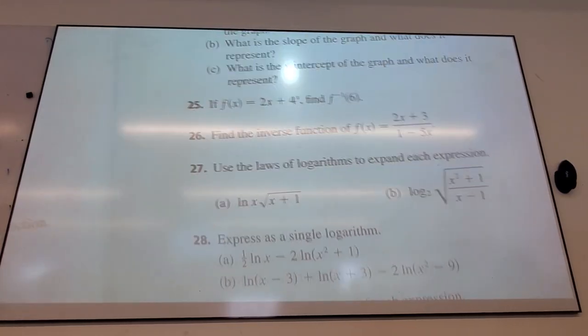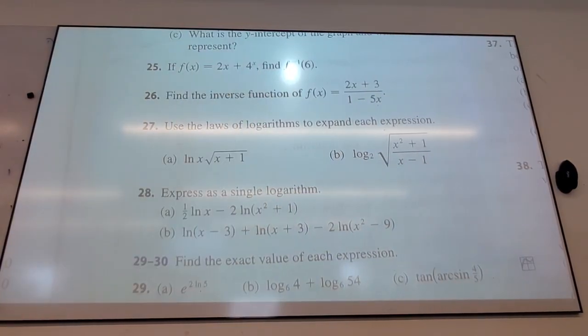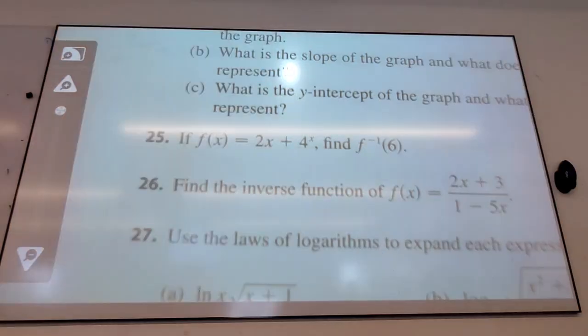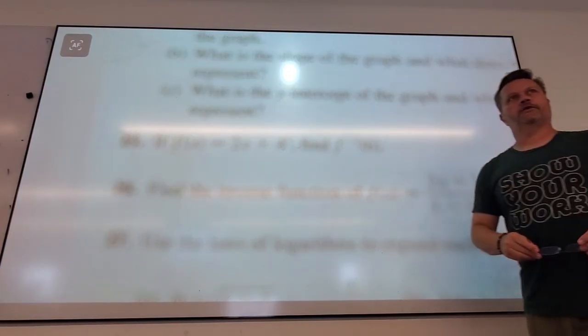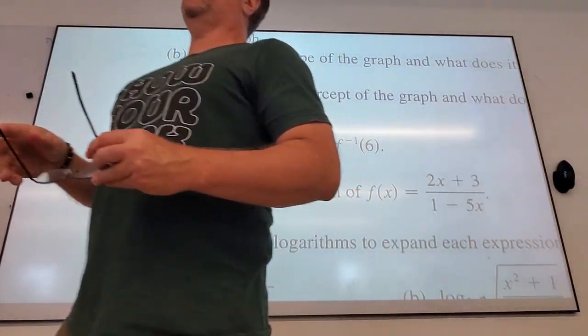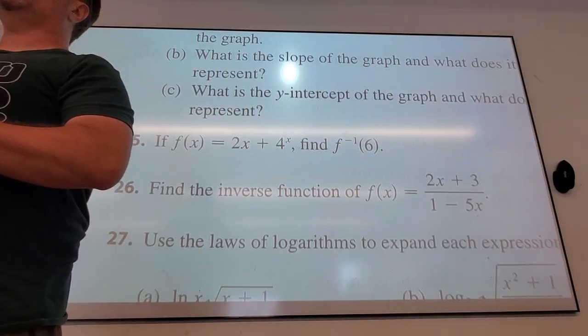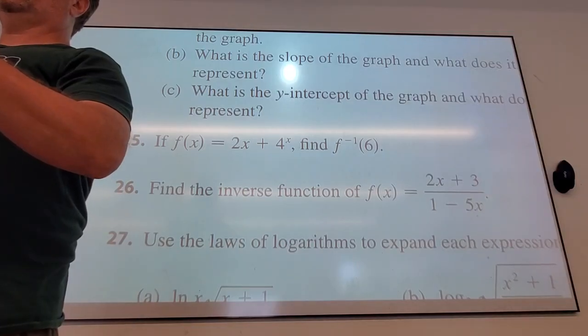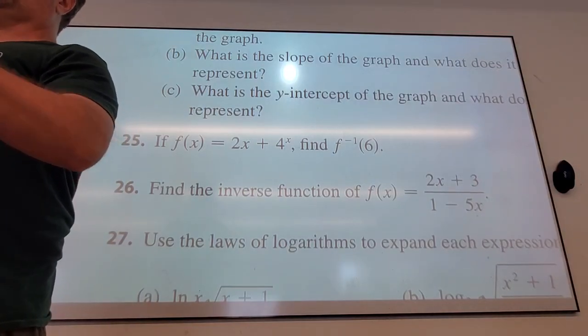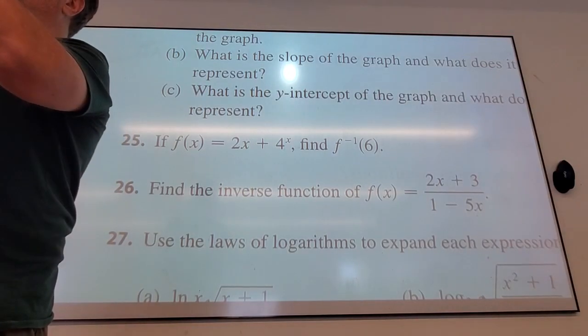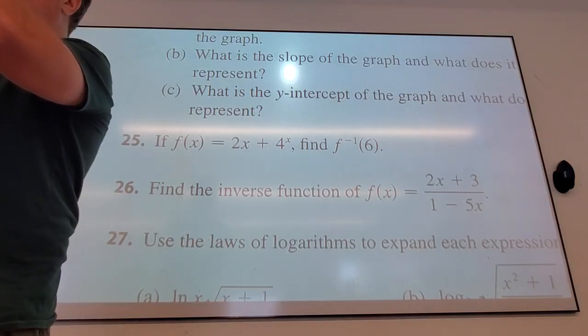Which one? 25. Oh yeah, this one. Oh, this one's so beautifully evil. I don't blame those of you who have tried to do work on this, but can you very quickly see what f inverse of 6 is actually asking in relation to what they've given me? F inverse of 6. Plug in 6, but the inverse of it, right? True. And what does the inverse do to the inputs and the outputs compared to the original?